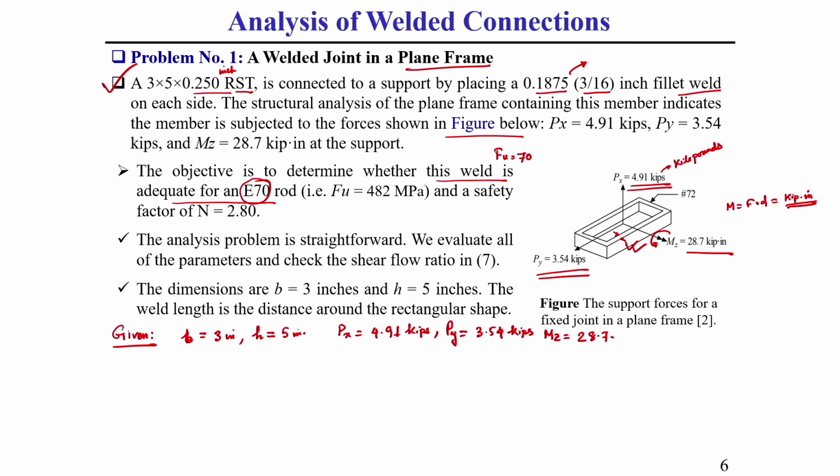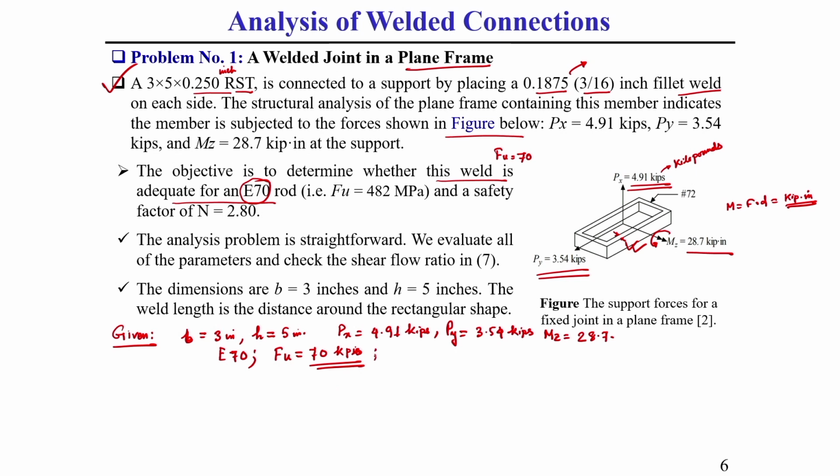We need to check whether this weld, if we make it with the help of E70 rod. So, here E70 electrode is given. E70 electrode means here Fu is equal to 70. This you should keep in mind, 70 kilo-pound per square inch, ksi you can write. I have already discussed in detail how to find out Q allowable.